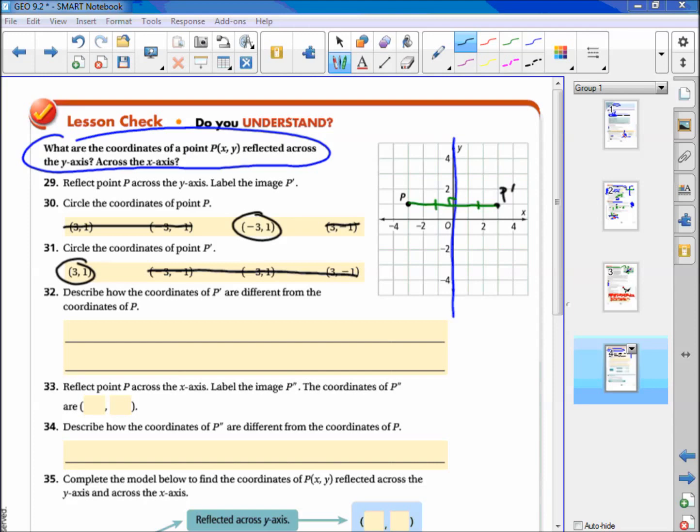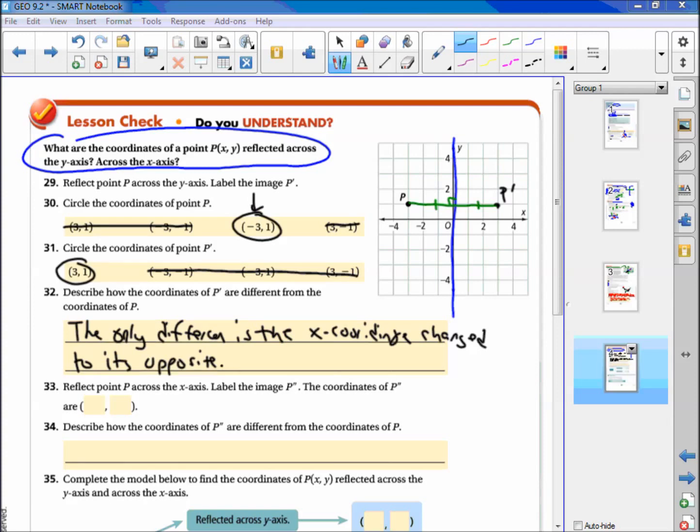And you should just say this. The only difference is the x coordinate changed to its opposite. That's it. So it just did a quick change. So if you change -3 to +3, okay, because we're flipping it over the y-axis, so only the x coordinate is going to change. The point will stay at the same height.